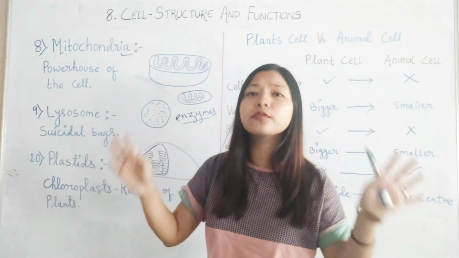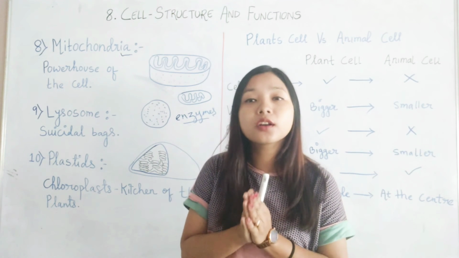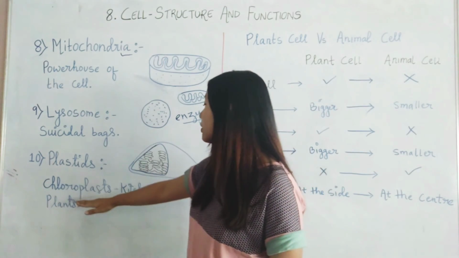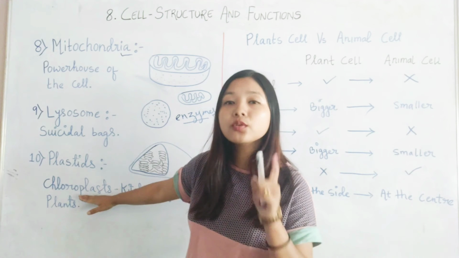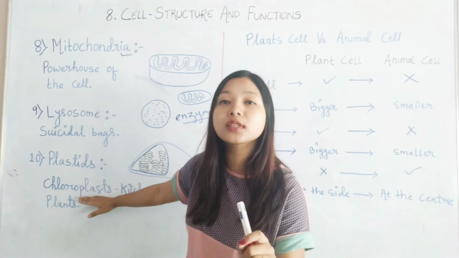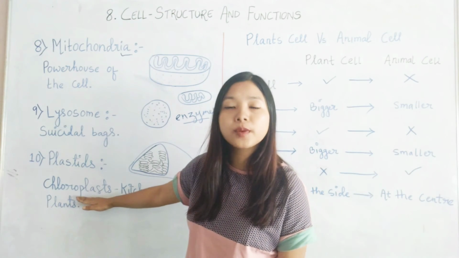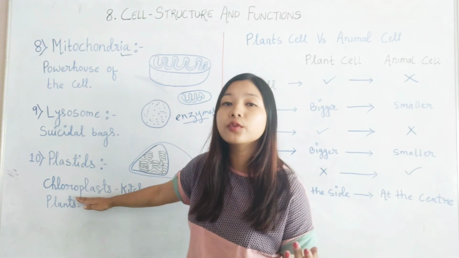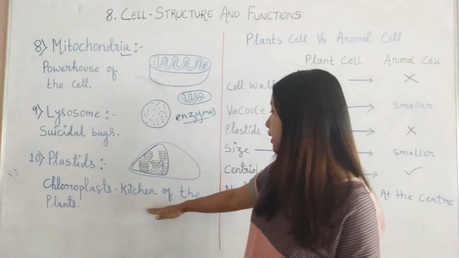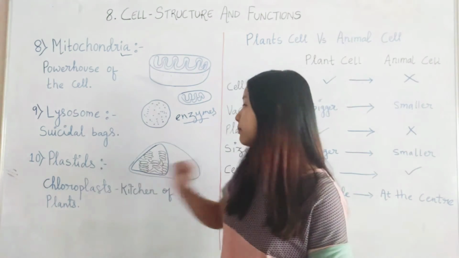So plastids can be of various types. But those plastids which contain chlorophyll, a green colored pigment, are called chloroplast. And you know that chlorophyll is required for the process of photosynthesis. So chloroplast is actually those plastids where preparation of the food of the plant takes place. That is why chloroplast is also termed as the kitchen of the plant, where the preparation of the food takes place.